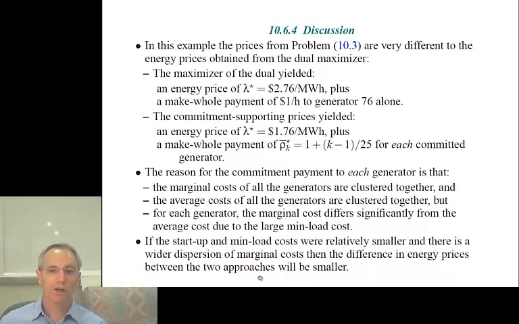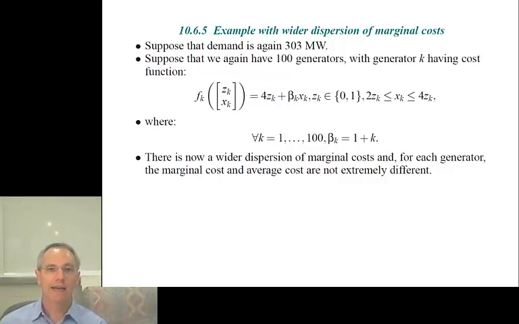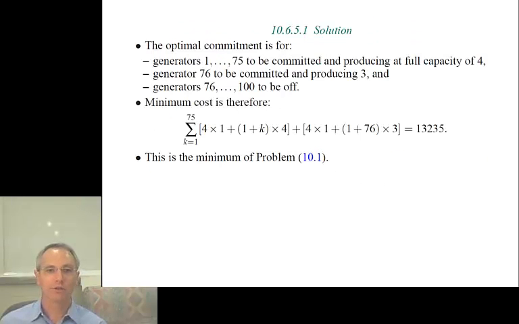If the startup and minimum load costs were relatively smaller, and if there was a wider relative dispersion of marginal costs, then the difference between the two approaches would be smaller. Let's see that in an example. Let's suppose that the demand is again 303 megawatts. Suppose we've got 100 generators, generator K having cost function as before, but now the coefficient of the continuous variables is much larger. Beta K is 1 plus K. We'll see there's a much wider dispersion of marginal costs. And for each generator, the marginal cost and the average cost are not extremely different because the 4ZK term does not significantly change the average costs compared to the marginal costs.